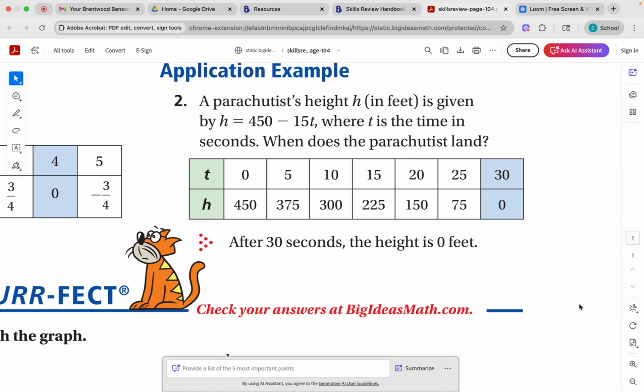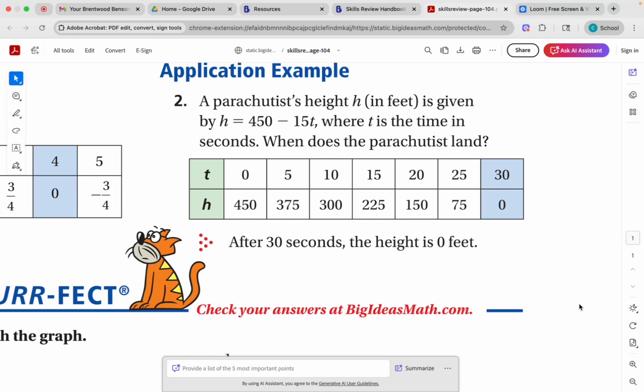So the question says, when does the parachute land? After 30 seconds. We can't just circle 30 over 0. Nope, it's a word problem. I want to see you write it out properly with a label.